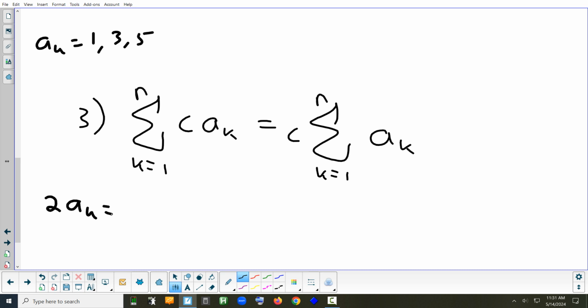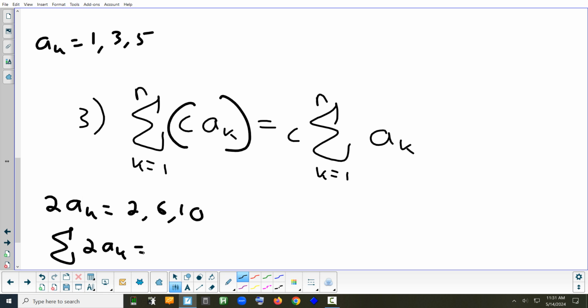If you double every number in that sequence, what do you get? 2, 6, 10. Now, add up everything you just wrote down. So now let's do the sum of all those numbers doubled. What's 2 plus 6 plus 10? 18.